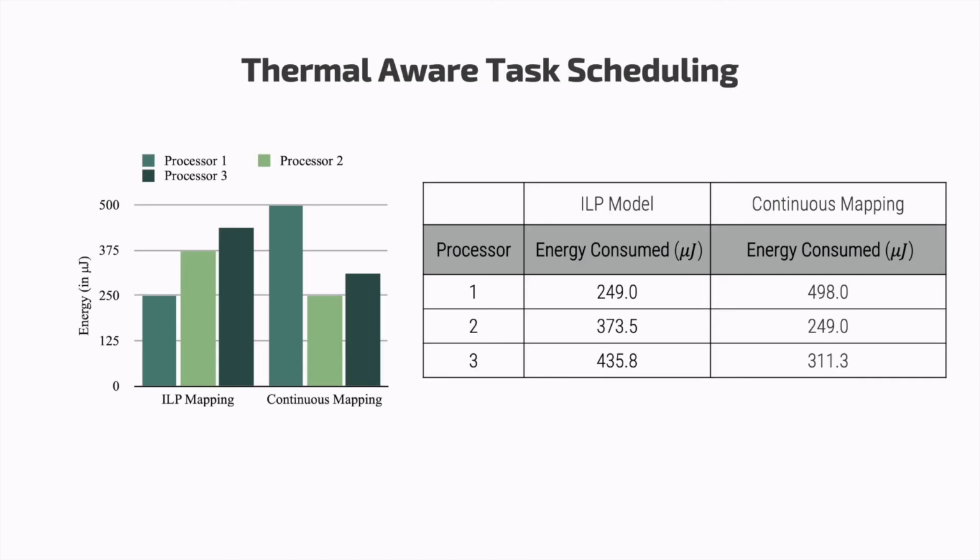The second model of thermal-aware task scheduling was evaluated against continuous mapping, which is commonly used for the mapping of tasks to processes. The Python library NetworkX was used for the creation of the task graph. The Pandas and NumPy libraries were used for the manipulation of data. Working with a 2.4 GHz processor, the ILP model achieves a more even distribution of tasks among processes compared to continuous mapping. This can be seen by the graph on the left.